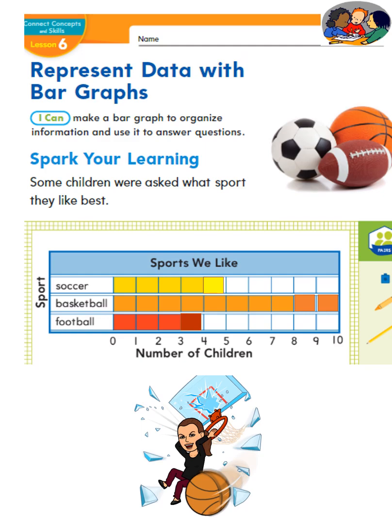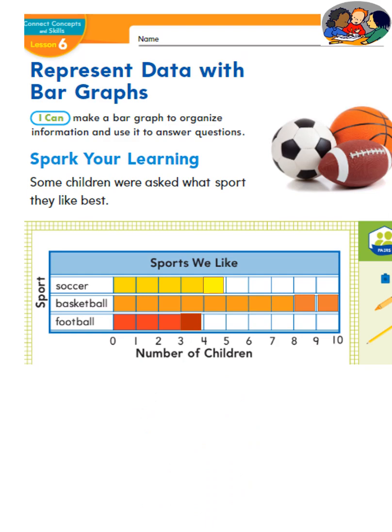It seems when I look at this graph that a lot of people like basketball. Basketball is the most sport that anyone picked. It has 10 cubes, so 10 people chose basketball as their favorite. Now, which one did people choose the least? It was football. Football is the least, although it's such a great sport, and I know a lot of people like it. In this graph, only 4 people chose football.